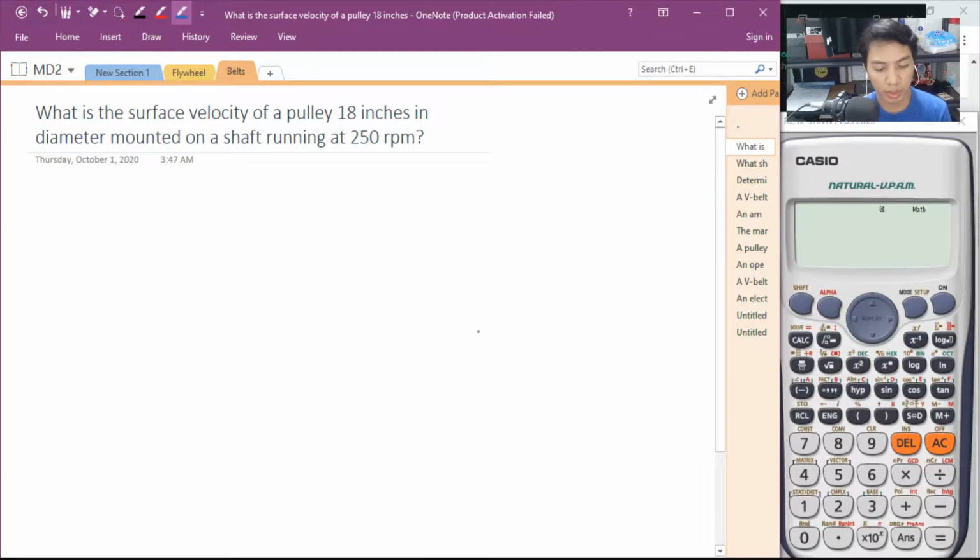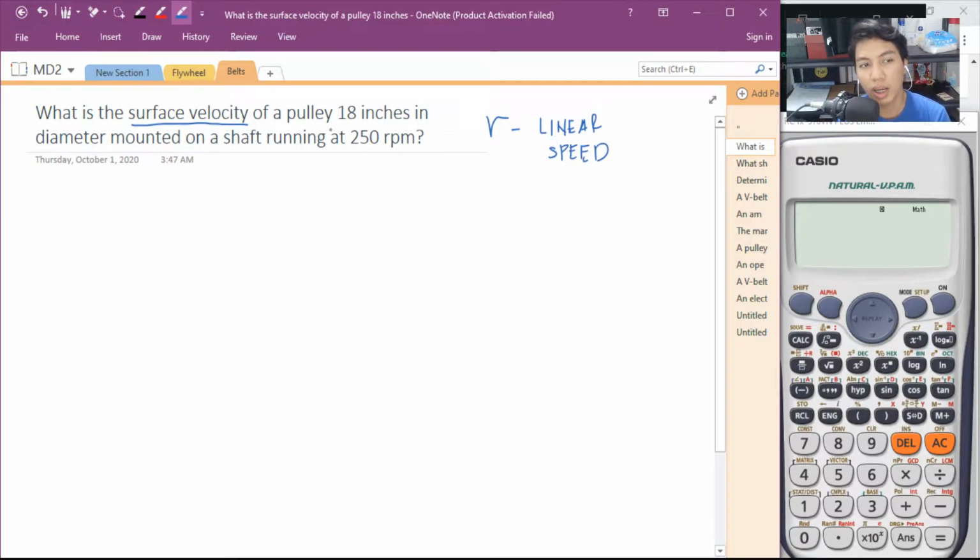Okay. So, sabi dito, what is the surface velocity of a pulley 18 inches in diameter mounted on a shaft running at 250 RPM? So, ang tinatanong dito is the surface velocity. Pag sinabing surface velocity, we can say that it is the linear velocity. Linear velocity or linear speed.